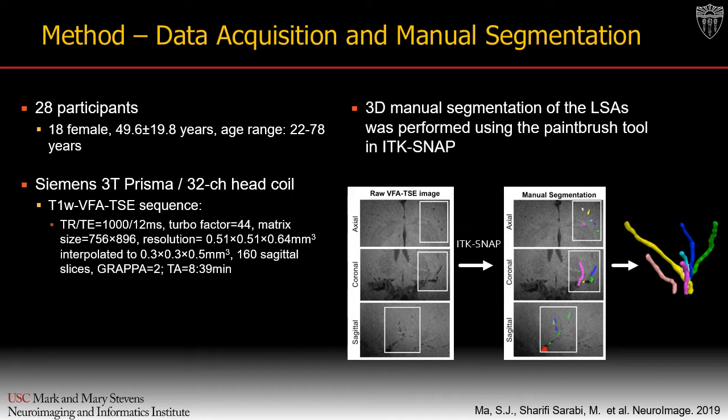In order to create a ground truth label for our deep learning model, manual segmentation of the LSAs was required. The LSAs were carefully segmented by hand in the black blood images by experienced and trained radiologists using the paintbrush tool in ITK-SNAP.